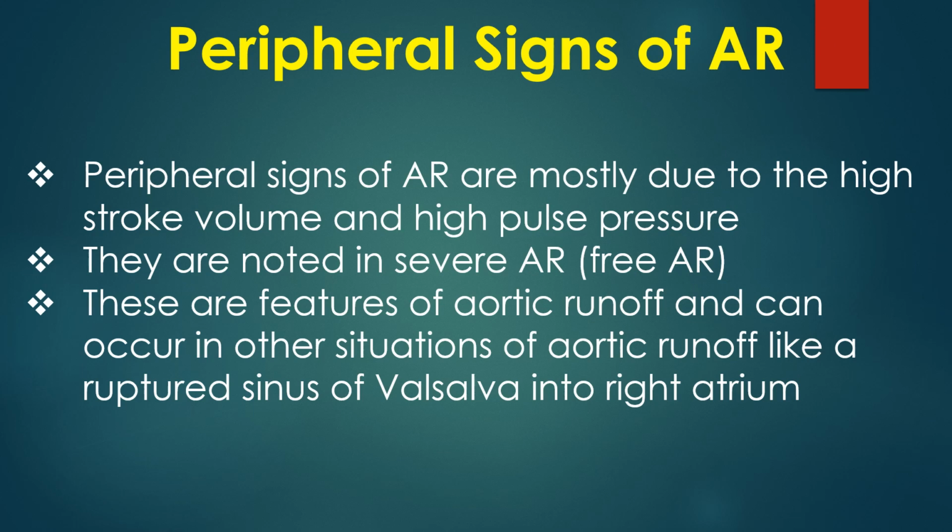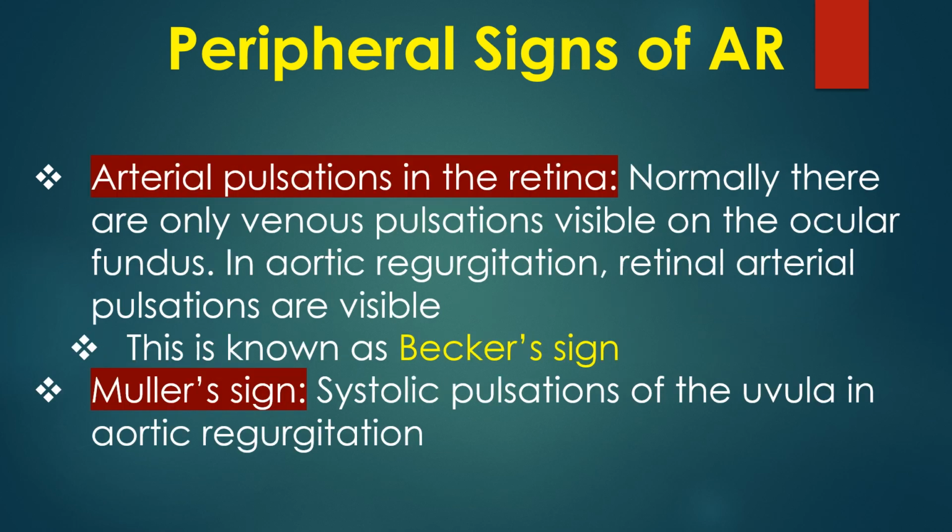Peripheral signs of AR are mostly due to the high stroke volume and high pulse pressure. They are noted in severe AR. These are features of aortic runoff and can occur in other situations of aortic runoff, like ruptured sinus of Valsalva into right atrium.